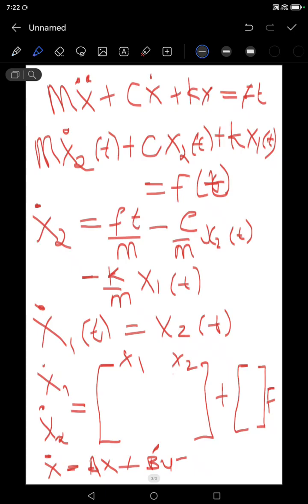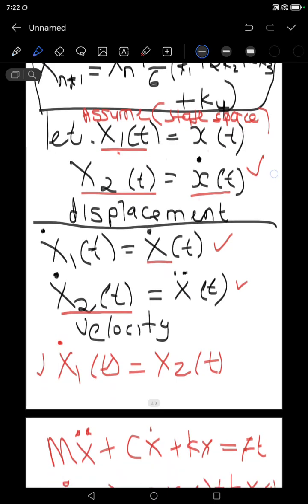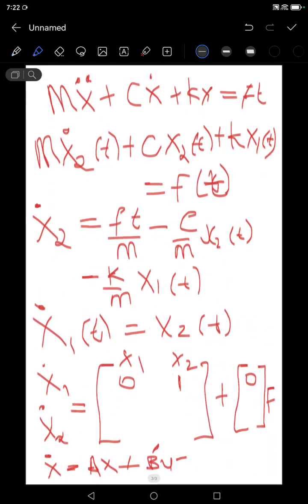Okay, so now let's continue from our two equations. On x1 we don't have x1, so it's going to be 0, and then we have x2. The coefficient of x2 is going to be 1, and then we don't have the force here, so it's going to be 0. And then on the second equation, we have x1, which is negative k over m.